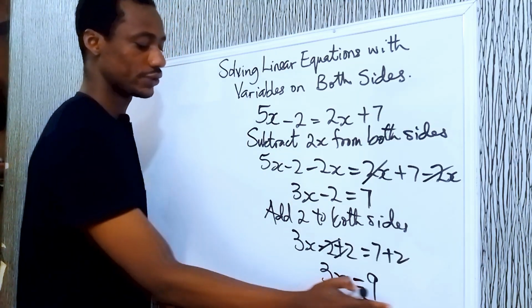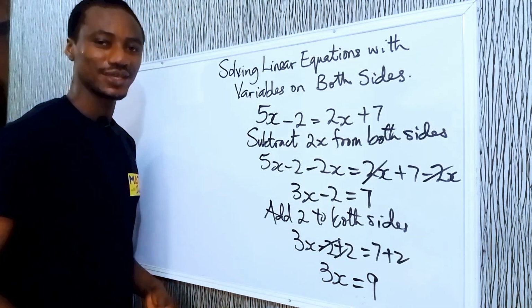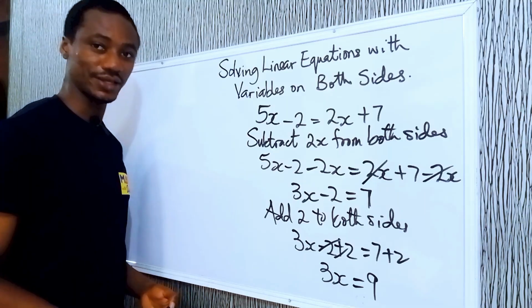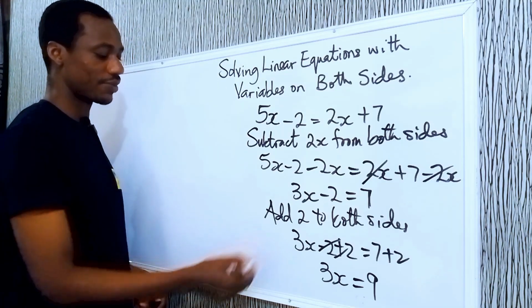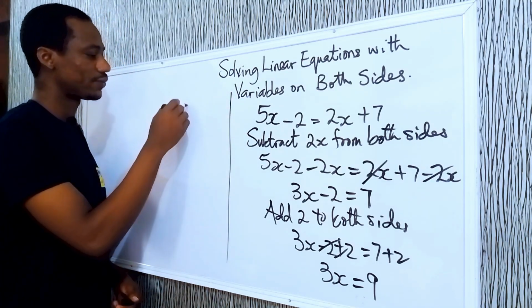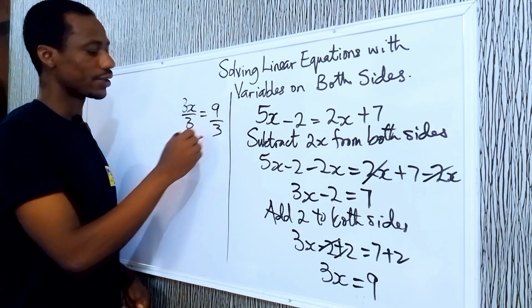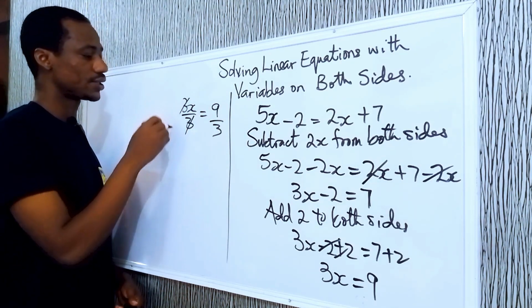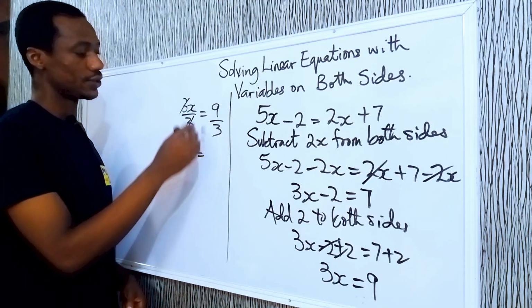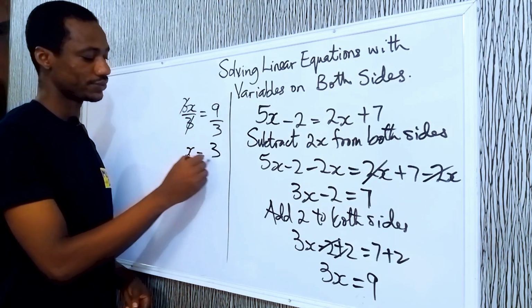And then we divide both sides by 3. If we divide both sides by 3, we're going to have 3x divided by 3, and then 9 divided by 3. So 3 takes 3, and then we have x equals 3.